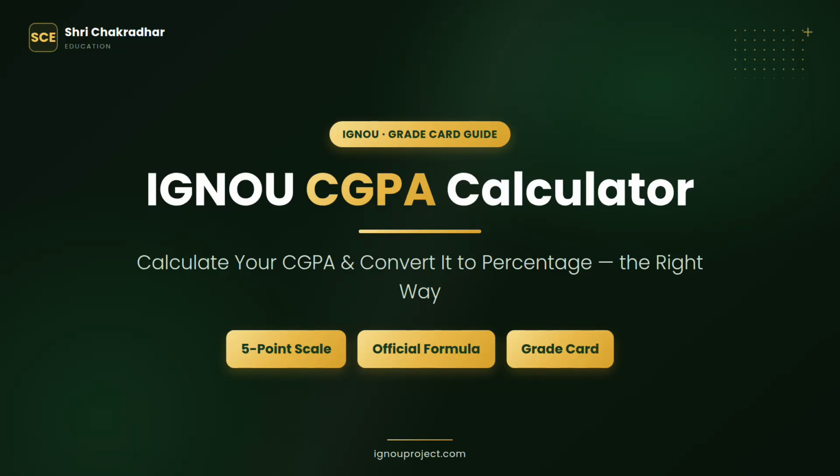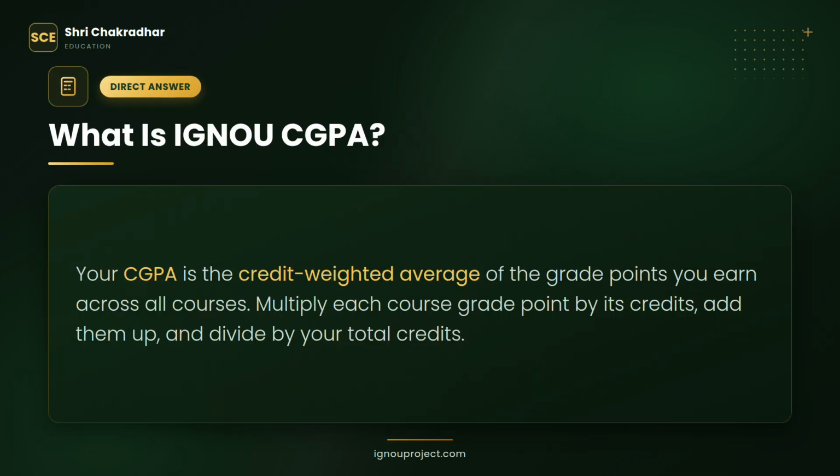If you have opened your IGNOU grade card and felt confused about your CGPA, this video will clear all of it, step by step. Here is the direct answer first. Your IGNOU CGPA is the credit-weighted average of the grade points you earn across all your courses. You calculate it by multiplying each course grade point by that course's credits, adding all of that up, and dividing by your total credits. To get an approximate percentage, IGNOU uses one official conversion formula, not the popular multiply by 9.5 trick that you may have seen online.